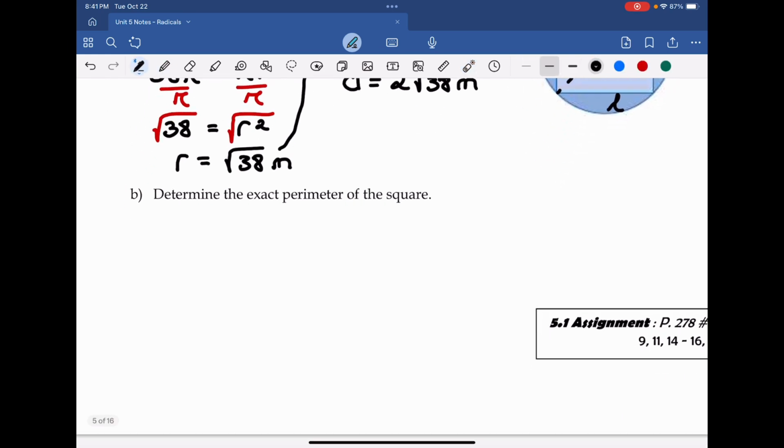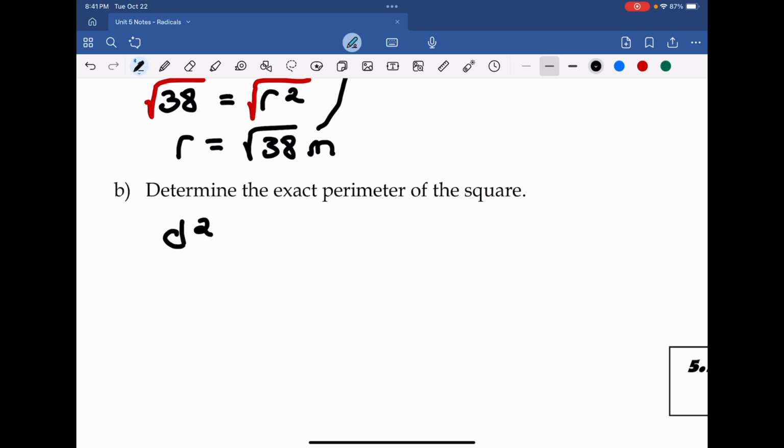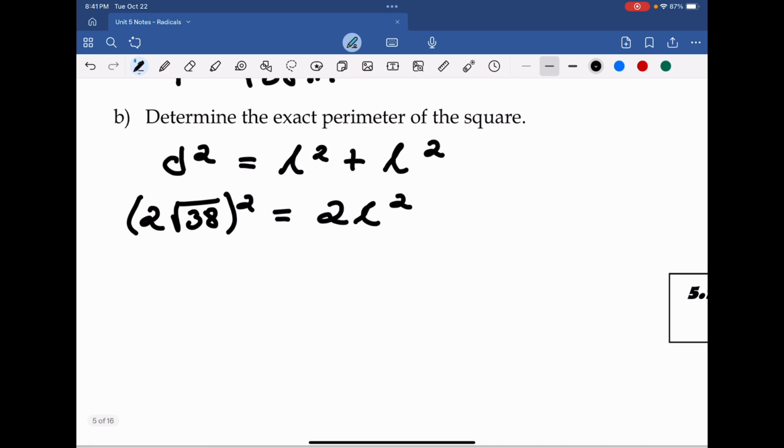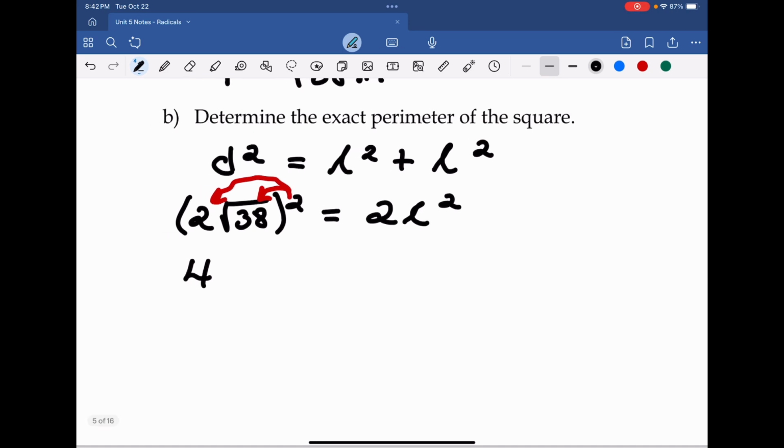So I'm going to use Pythag theorem right away and say that our diameter squared is equal to the length squared plus the length squared. This means that our diameter, which is 2 square root of 38, all squared, is equal to, on the right-hand side, 2 length squareds, because they're the same value. Now we're going to expand this by applying the exponent into both brackets. This is going to give us 2 squared is 4. The square root raised to the power of 2 just gives us 38.